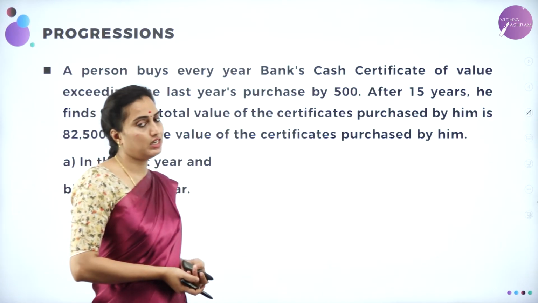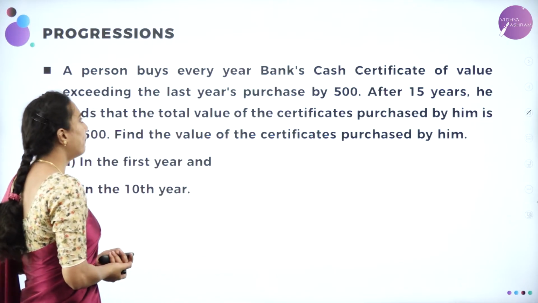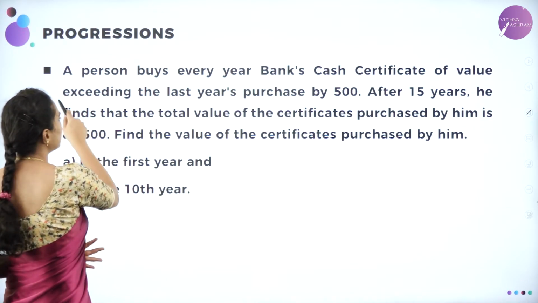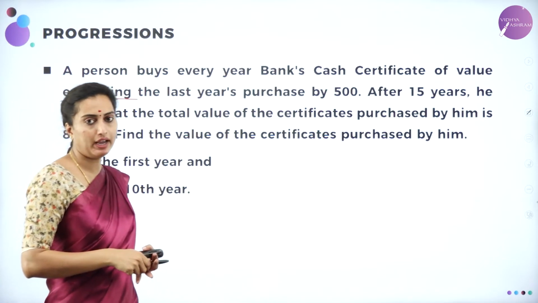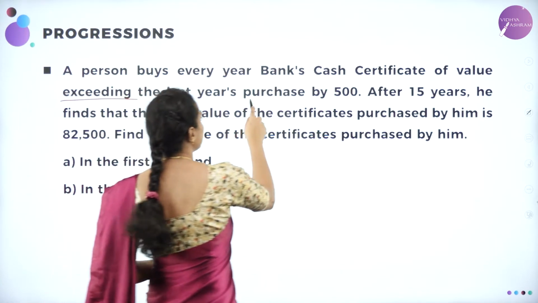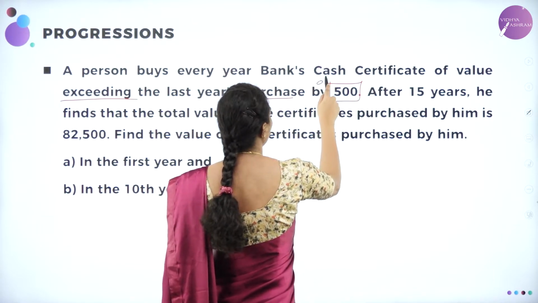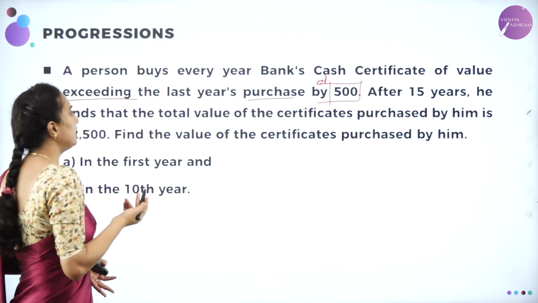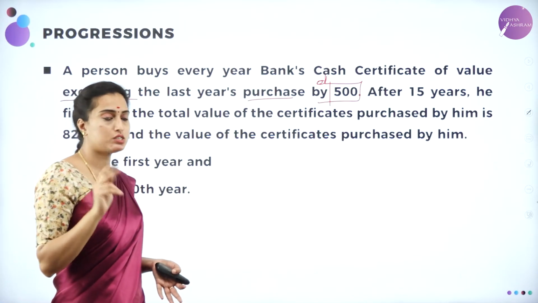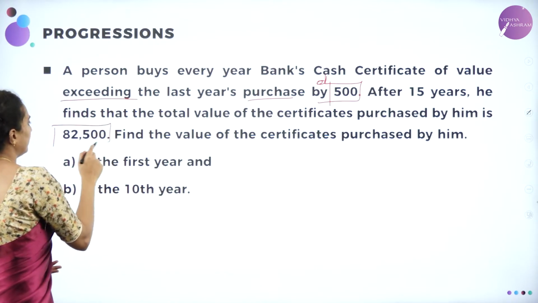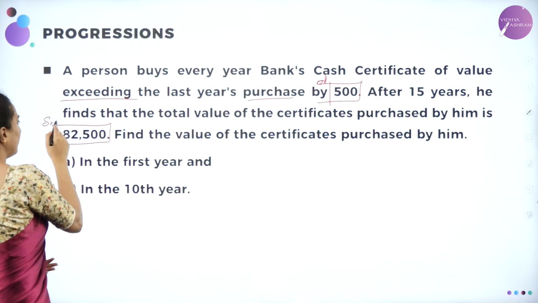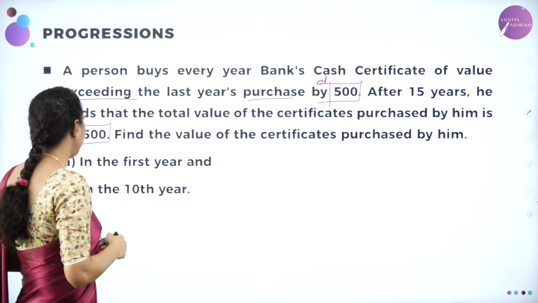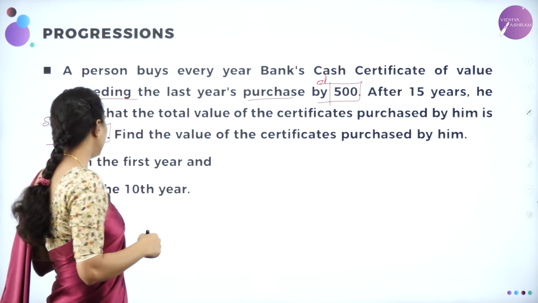So, okay, what have they asked in the next question? They have asked like this: a person buys every year a bank's cash certificate of a value exceeding the last year's purchase by 500. So exceeding the last year's purchase by 500 means you can consider it as d, they have given, right? So d is equal to 500. After 15 years, he finds that the total value of the certificates purchased by him is 82,500. That means summation he has taken, so I can take this one as Sn. Find the value of the certificate purchased by him in the first year and in the 10th year.